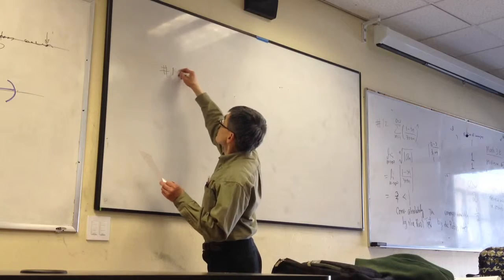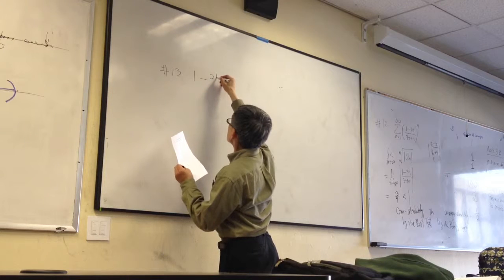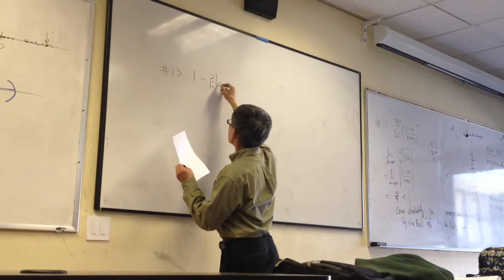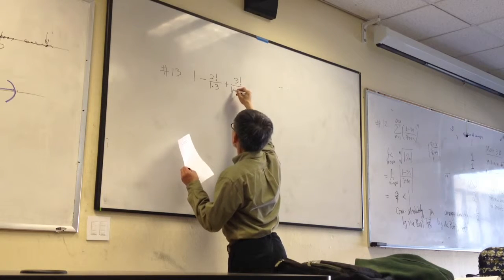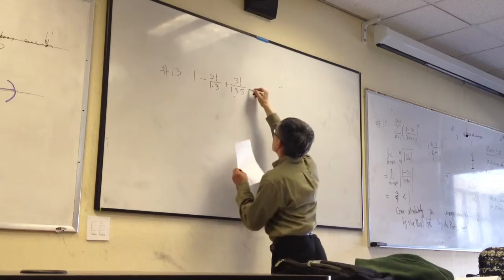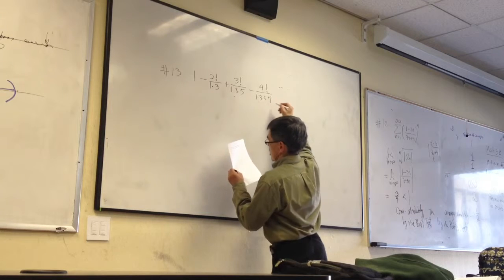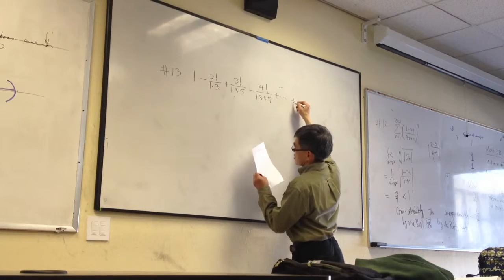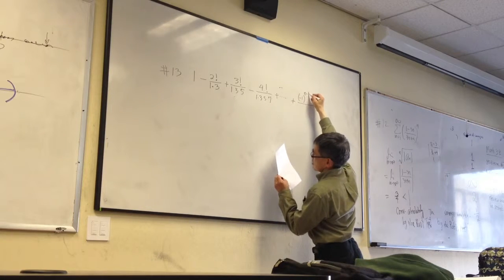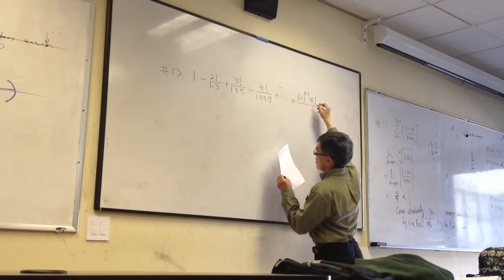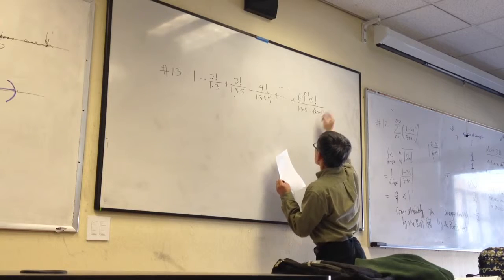Okay. And number 13, this one is 1 minus 2 factorial over 1 times 3 plus 3 factorial over 1 times 3 times 5 minus 4 factorial over 1 times 3 times 5 times 7 plus blah blah blah, alternating. So the nth term takes the form of (-1)^(n-1) times n factorial over 1 times 3 times 5 up to 2n minus 1. What is the next term?